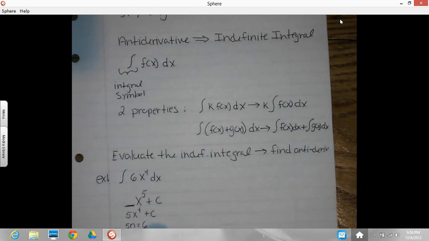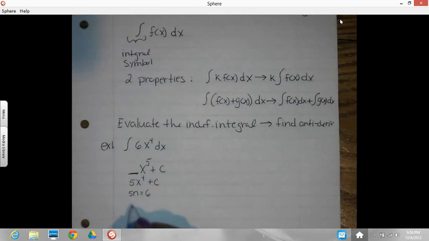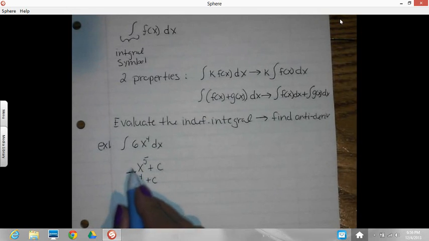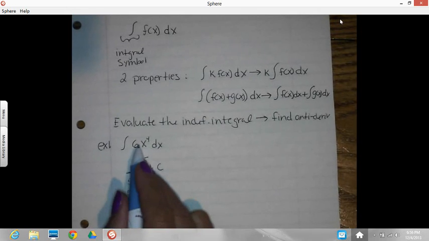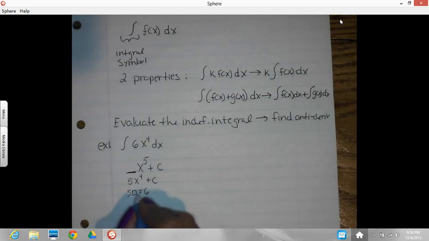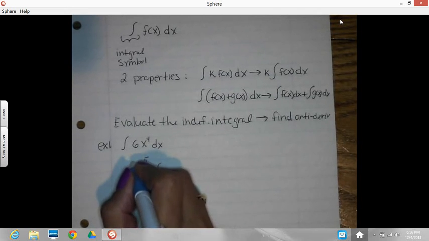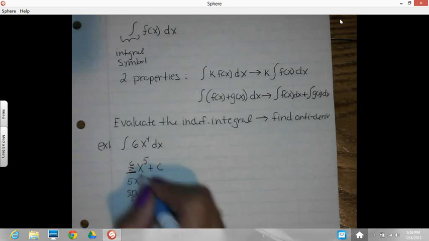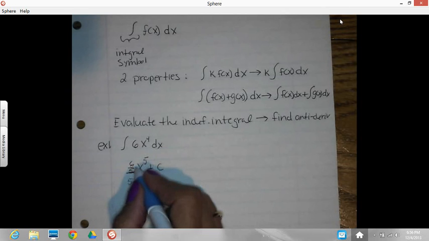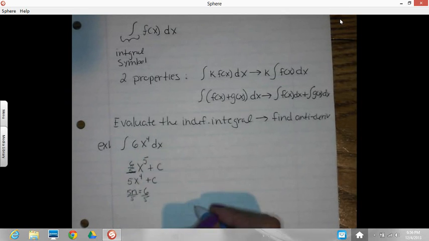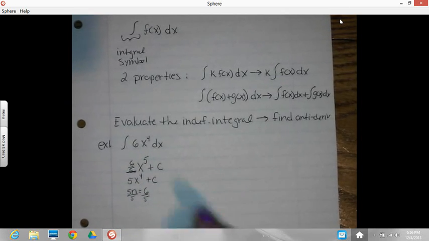Well, I set up the equation. 5 times some constant that I've got to put here, called it n, has to come out equal to 6. So if I divide by 5, I can see the number is 6/5. Okay, so now the 5 comes down, cancels, I get the 6x to the fourth, and that's what I had. Okay, takes a little bit of thinking. I'm going to now give you a rule, and then we're going to use it.